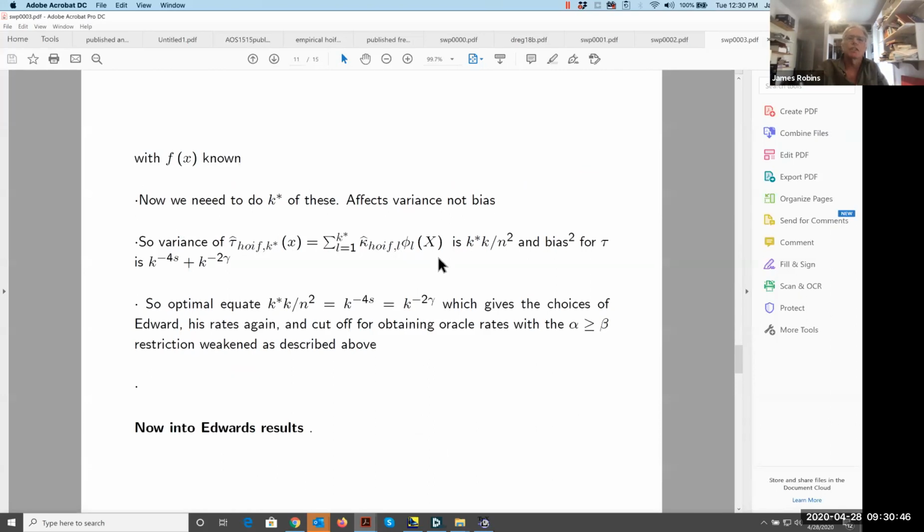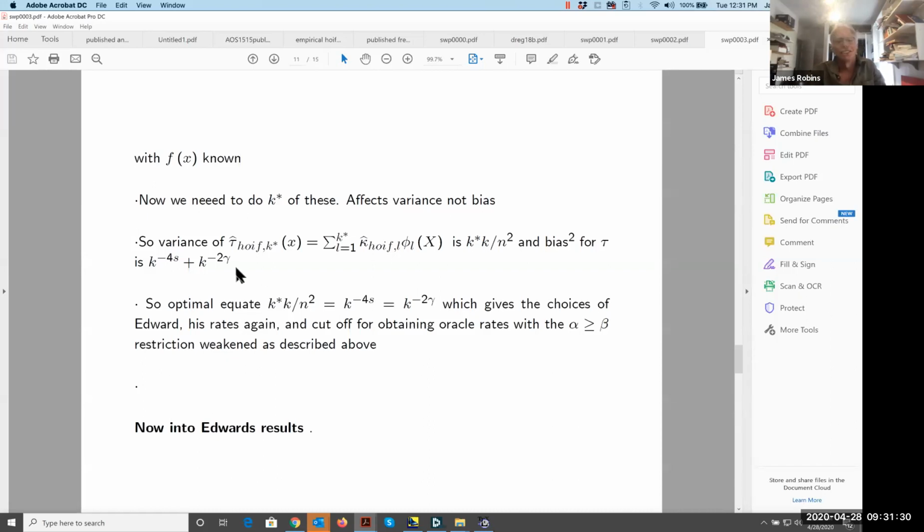And so the variance is going to be K over N squared times K star, because it's like estimating K betas in regression. It goes up. And the bias, I said, for the higher order influence function estimator of K is K to the minus 4S, but this should be K star. But I also get a bias for truncation, which should be K star to the minus 2 gamma, because remember, gamma is the smoothness of the treatment effect function I'm trying to estimate, and I cut it off at K star, so I have a truncation bias of K star.